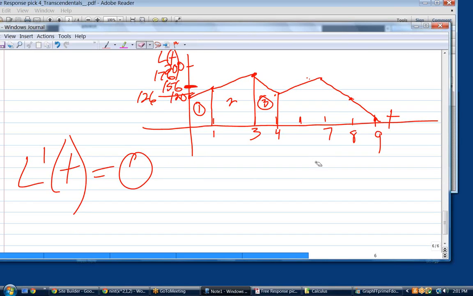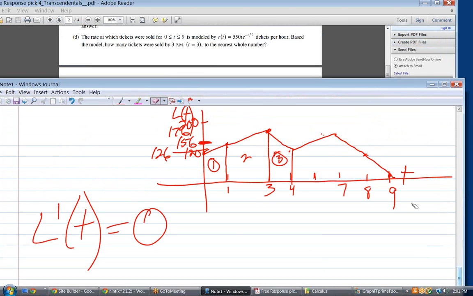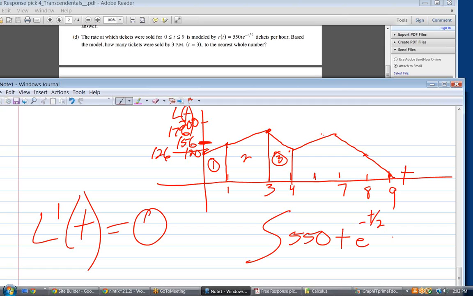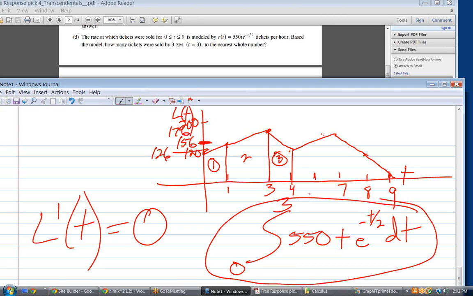So I would answer number 3 quite simply by taking the integral of 550 t e to the minus t over 2 dt. They want to know how many tickets are sold by 3 o'clock, which is the total number of tickets sold between 0 and 3 o'clock. Put that into your calculator, you'll get an exact number. Round it to the nearest whole number, and that will be the answer.